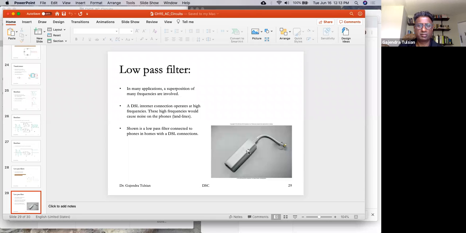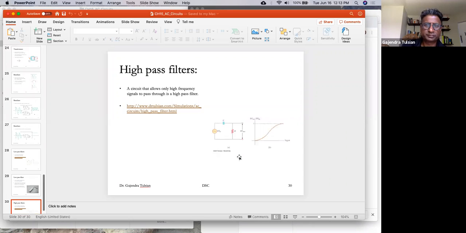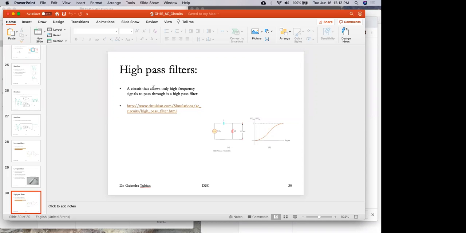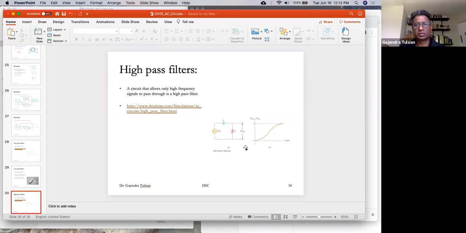The signal to the phone goes through this, and only the low frequencies are let through, which is what you want to feed to your phone. Here's a high pass filter. If you flip the capacitor and a resistor, then that becomes a high pass filter. These high frequencies are the ones that are used by your internet connection on a DSL.